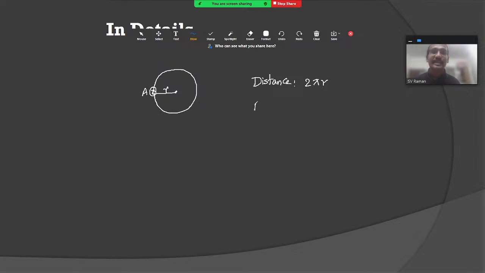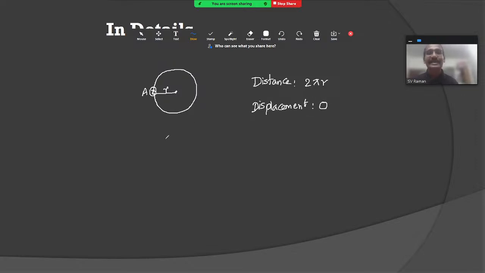Now what is displacement? What is its displacement? Displacement says that it is the minimum distance traveled by an object. Where he started, there itself he ended. There is no such distance. So the displacement value will be 0.